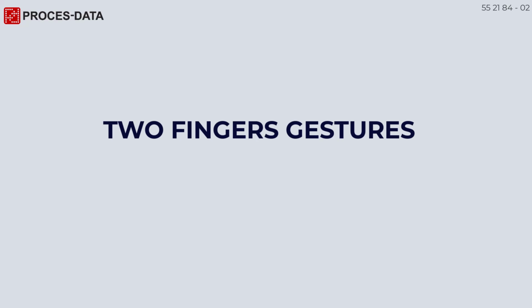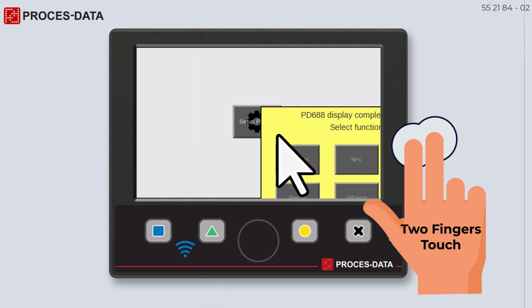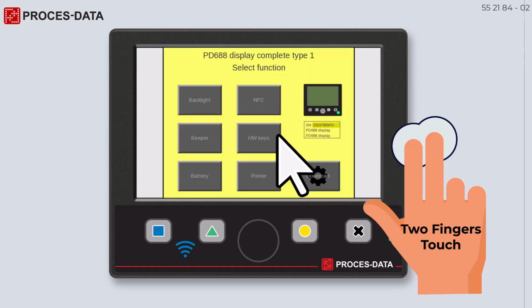Two-finger gestures. Two-finger touch. Touch the screen with 2 fingers in a view. If the view has been moved or zoomed, you will restore the view to original size and position. In this example, we drag the view and then restore it with a 2-finger touch.